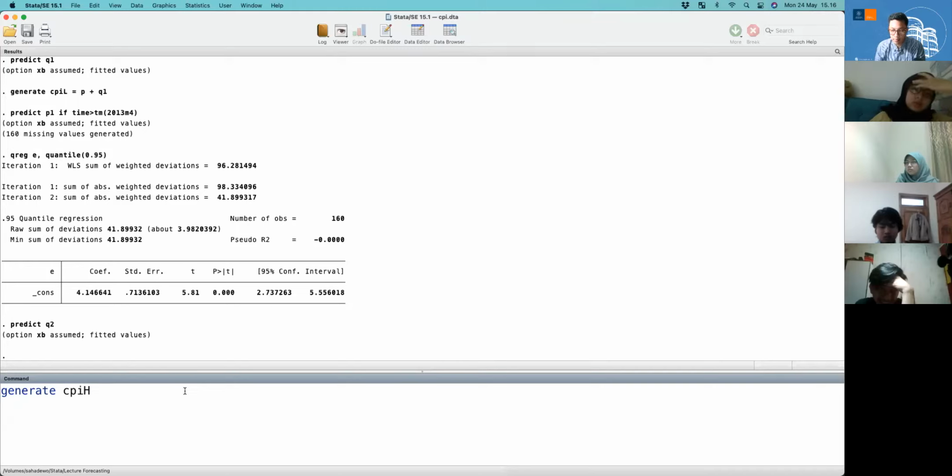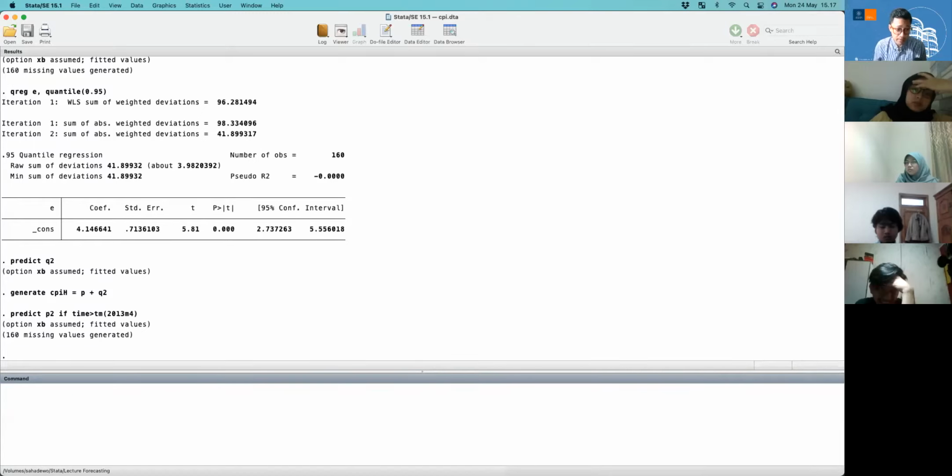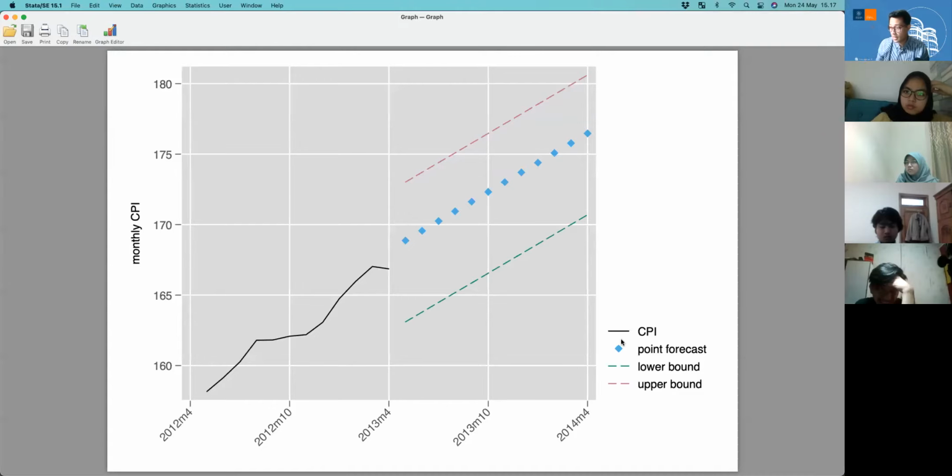And then you're going to predict P2, which is time after 2013, M4, okay? So this is the idea of generating an out-of-sample forecast. Not only do you generate the out-of-sample forecast, but you also have the upper bound and the lower bound for the estimation. In this particular case, the black solid line is the actual CPI, so the actual data that you see. The blue line is the out-of-sample forecast, which is the forecast that you're interested in. And then you have the upper bound and the lower bound.